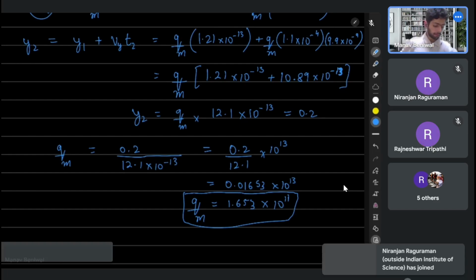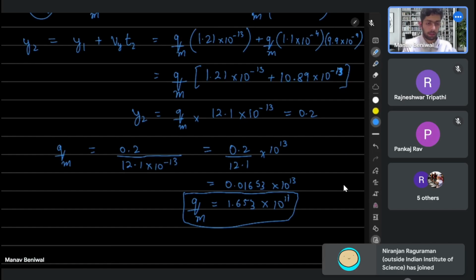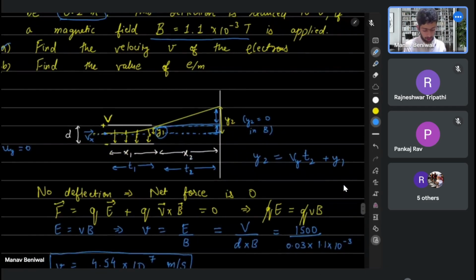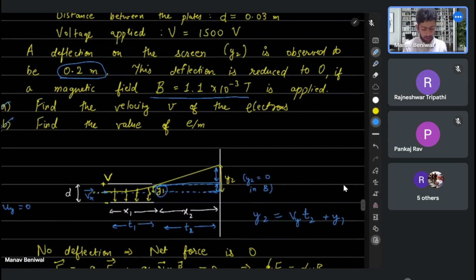Okay, so this is the value which we are getting. And finally, after a lot of calculations, we are able to find out the value of e by m.